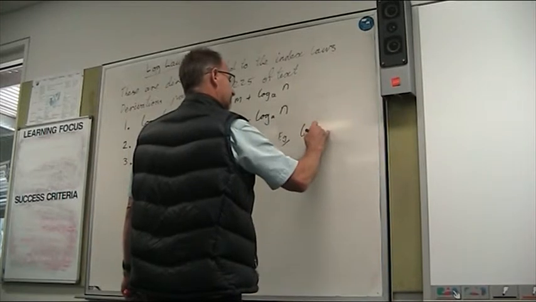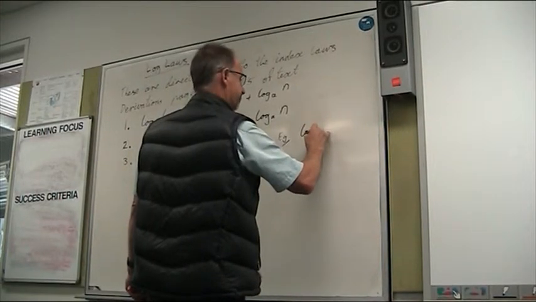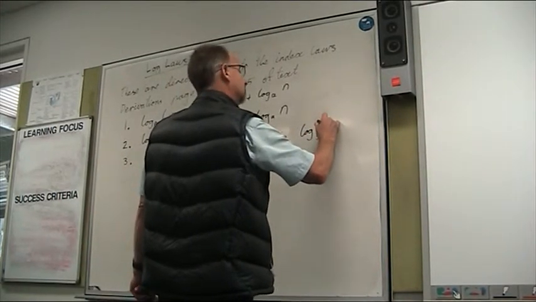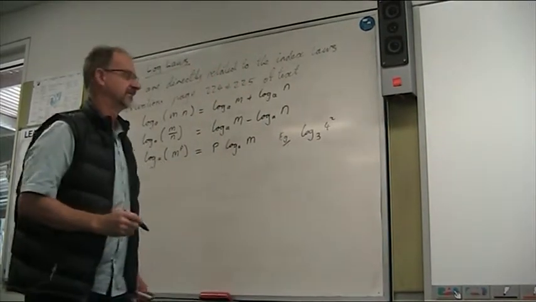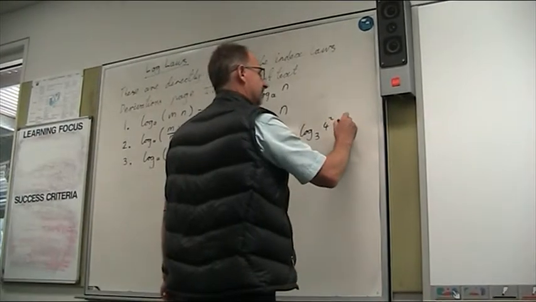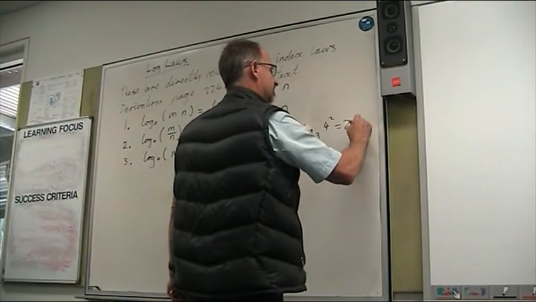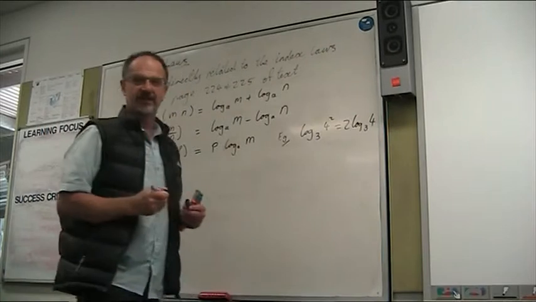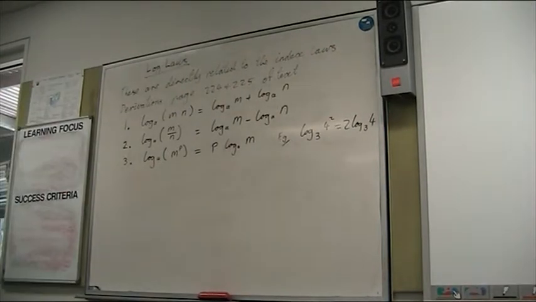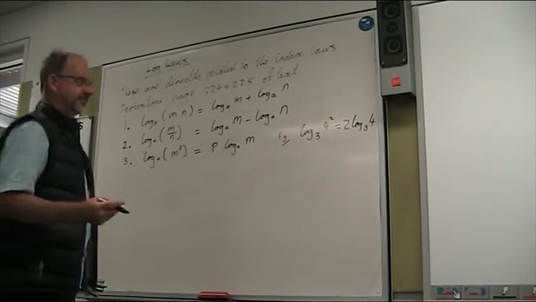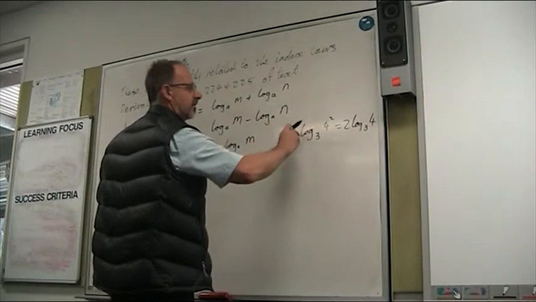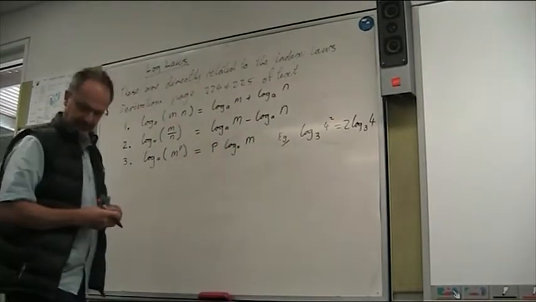Log to the base 3 of 4 squared would be the same as 2 times log to the base 3 of 4. Something like that. Now the power has a lot, and in the log that power can come out the front.